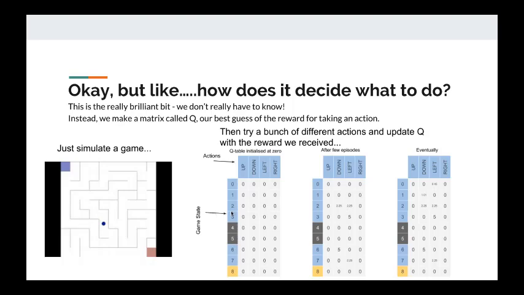The important thing is that if I have everything I could possibly see in the rows of a matrix, and everything I could possibly do in the columns, then I can make this matrix of what I expect my reward to be at the end. And it's nice because as long as you have whatever game is being played and you can simulate it, you can play it an infinite number of times and try every possibility, and you will eventually settle down to a matrix that very well describes what to do in any situation. And now you basically have a robot.